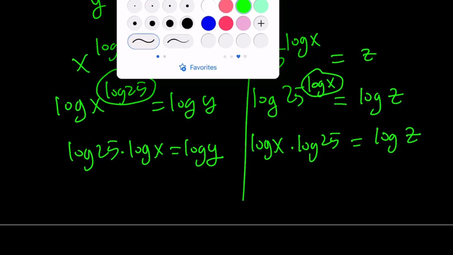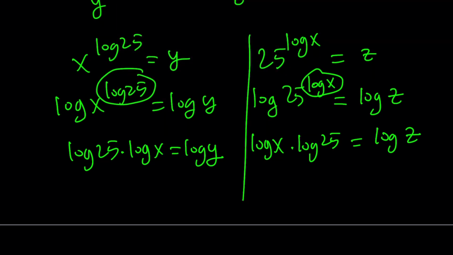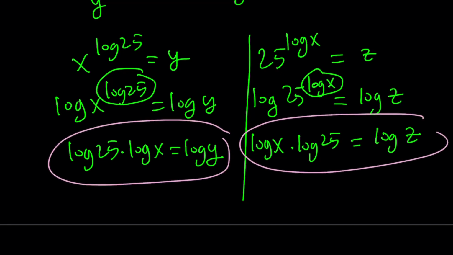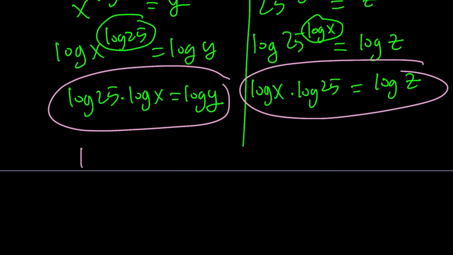Anyways, what do you notice? Something interesting you should notice here. Well, the left-hand sides are the same. Log 25 times log x is the same as log x times log 25. So these two quantities are equal. What is that supposed to mean? It means that log y is equal to log z, which means y is equal to z.